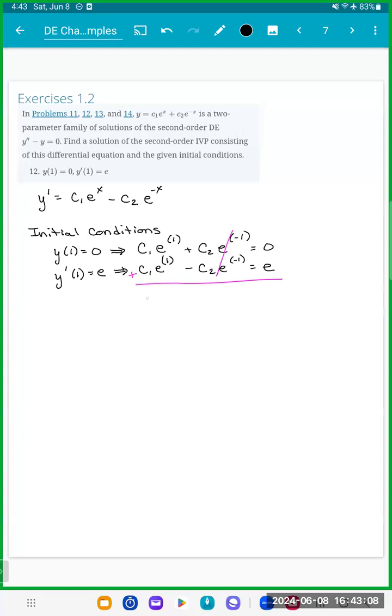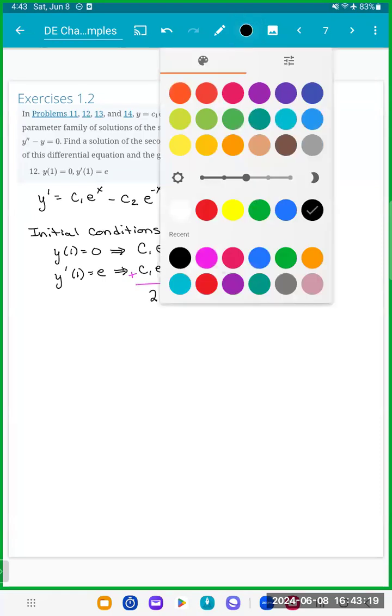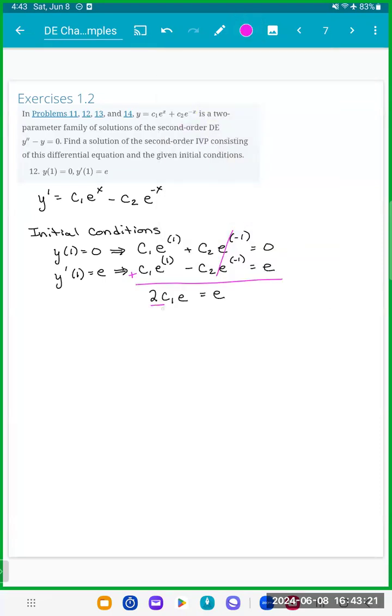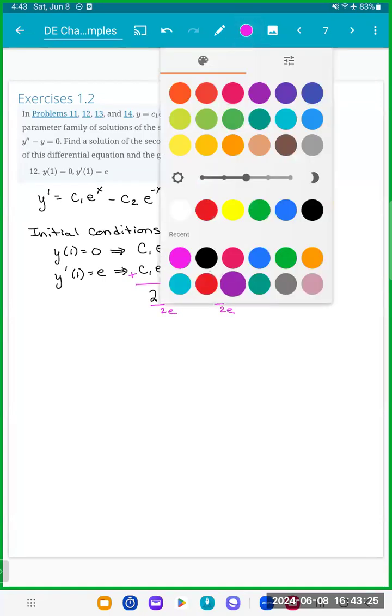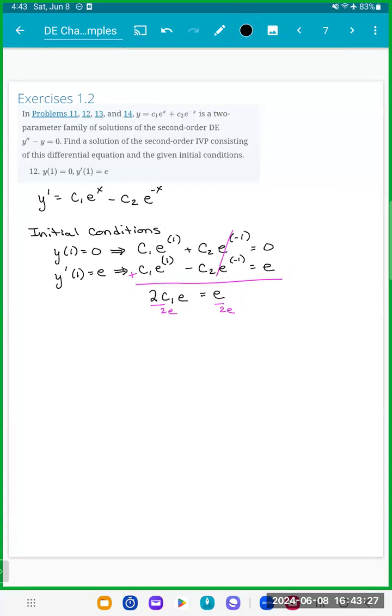So when we add them together, we actually end up with 2c1 e to the 1. I'm not going to write the 1 there, right? And it is equal to e. So we can divide both sides by 2e. When we divide both sides by 2e, I am left with c1 is equal to 1 over 2.